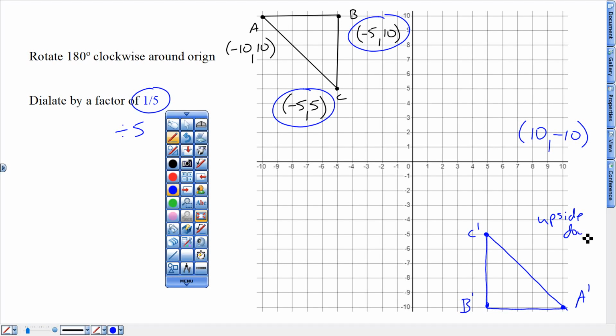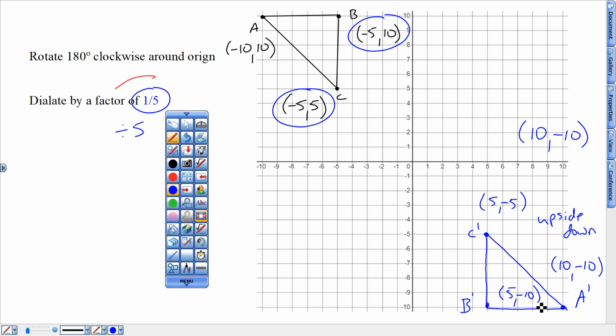All these 1/5s end up being upside down. And then you can see what I'm doing is I'm dividing by 5. So what I'd like you to do is write these coordinates nice and clear where I could see them. So I got 10, negative 10. And then my other coordinate right here, I have 5, negative 5. And then right here I have 5, negative 10.